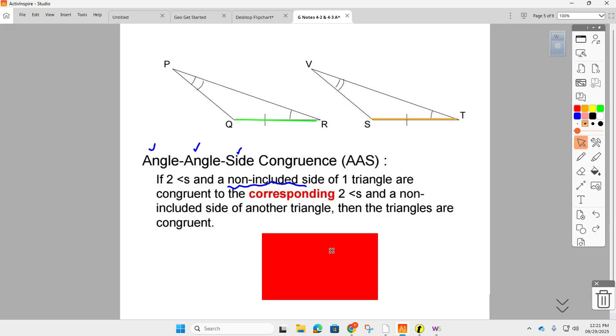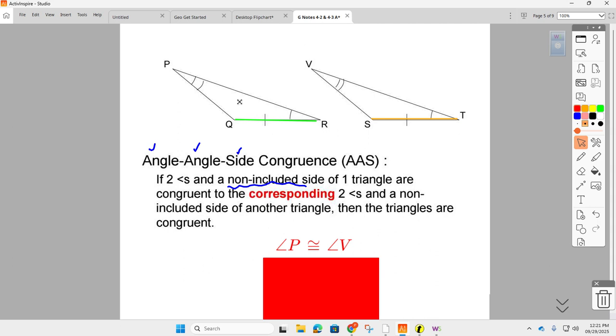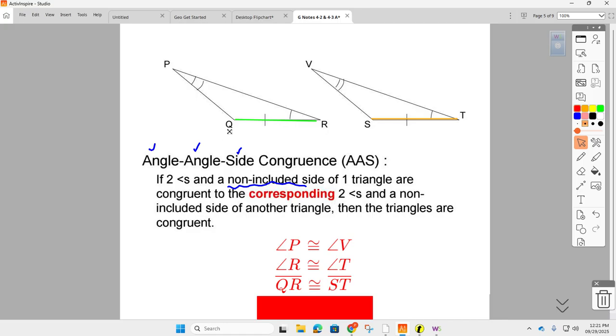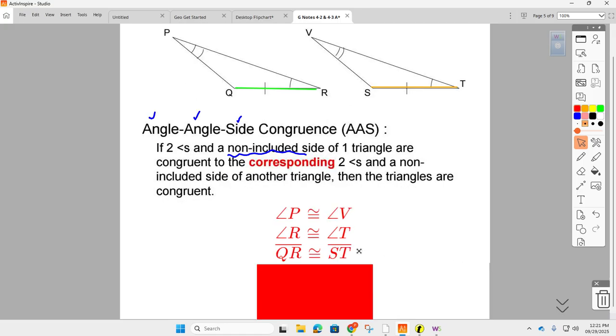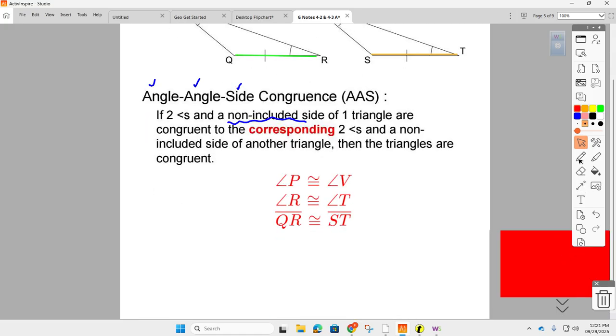So we're going to state that based on our diagram, we know angle P is congruent to angle S. Based on our diagram, we know angle R is congruent to angle T. Based on the diagram, we know our side QR is congruent to side ST, or segment QR is congruent to segment ST. And so that's angle, angle, side. The side is not between the two angles.